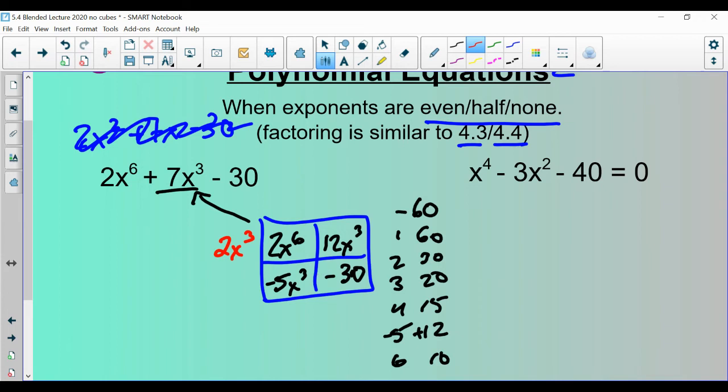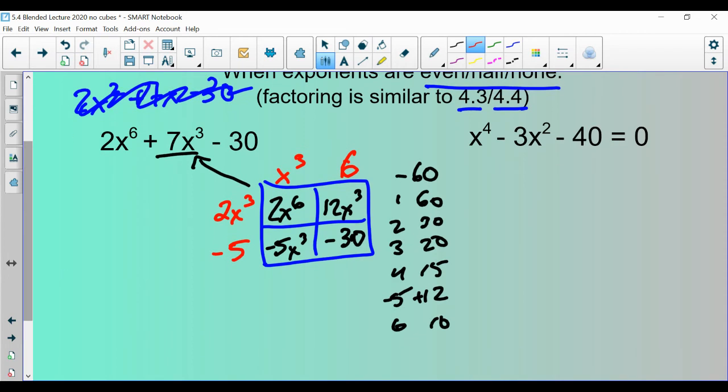From here, you fill this out like a multiplication table. 2x to the 3rd times the thing that goes here is 2x to the 6th. That would be just x to the 3rd. Over here, this one would be 2x cubed times whatever happens to be, is 12x to the 3rd. That would be 6. Whatever goes here would be x to the 3rd times what is negative 5x to the 3rd, simply a negative 5.